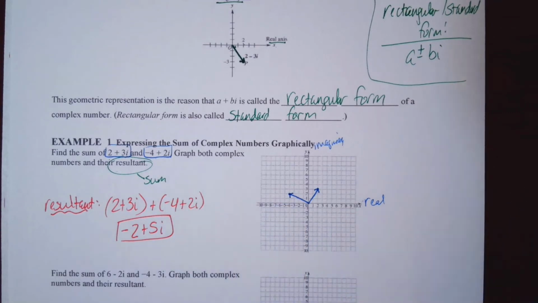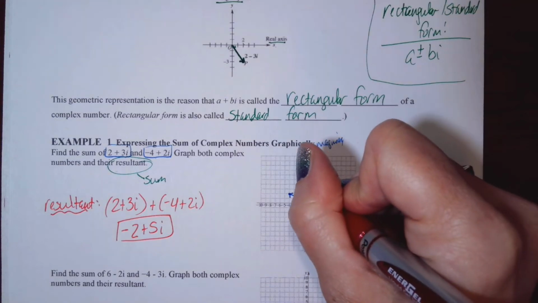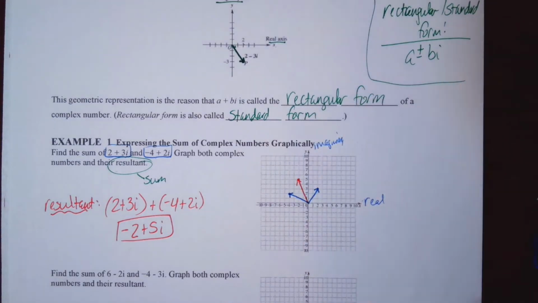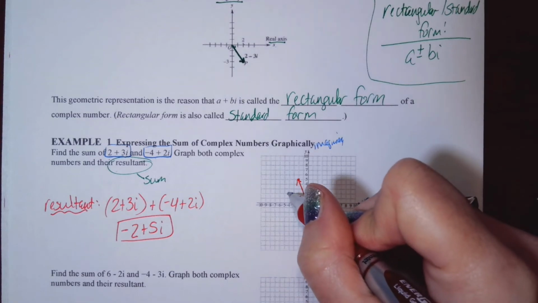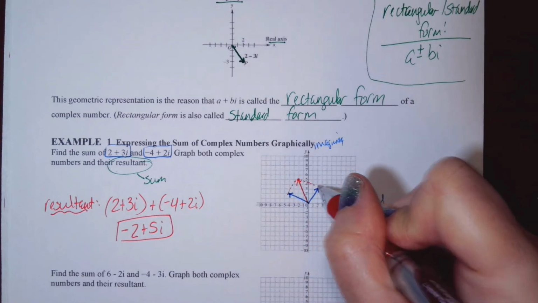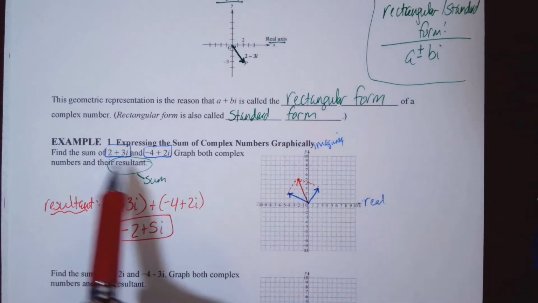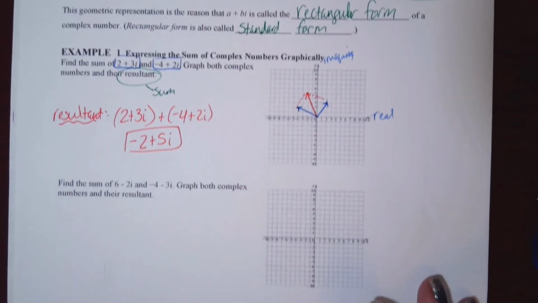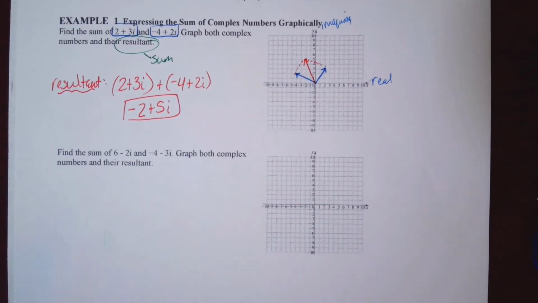And now I'm going to graph the resultant, negative 2 plus 5i. That's where that vector will end. And you can see that I get this kind of polygon in here, which reminds us that this is my rectangular or standard form. Now that resultant should always fall in between those two initial complex numbers.